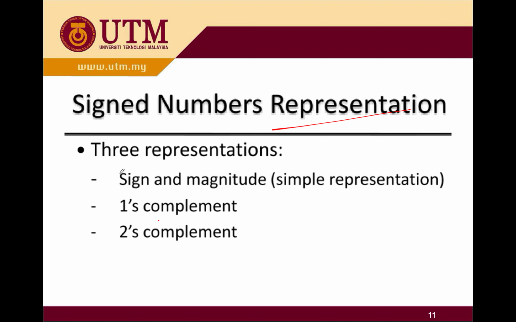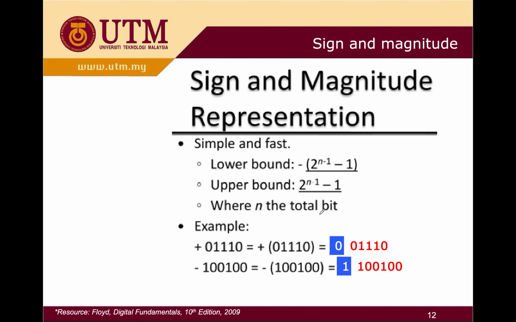I think so. There are 3 representations of the signed number. First of all, sign and magnitude, which is the simple representation that you already learned previously, where 0 is positive and negative is 1. So this is a simple representation. And then you're going to learn about first complement and second complement. Now, let's take a look at what the first complement and second complement are.